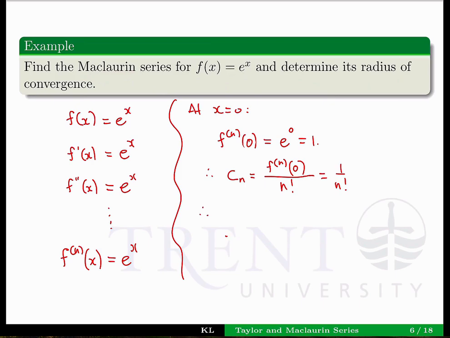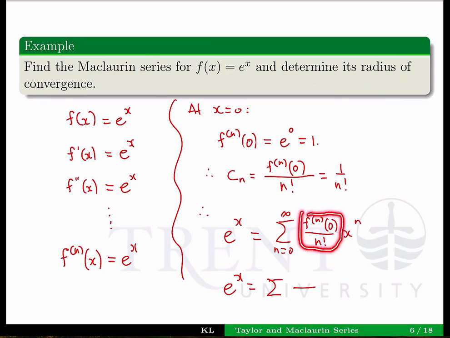Therefore, your e to the x is equal to the sum of the nth derivative of f evaluated at 0 over n factorial, times x to the n, from 0 to plus infinity. But this part here is equal to 1 over n factorial. So we have 1 over n factorial there, multiplied by x to the n, from 0 to plus infinity. Right?